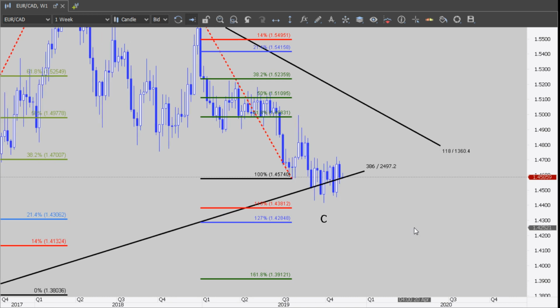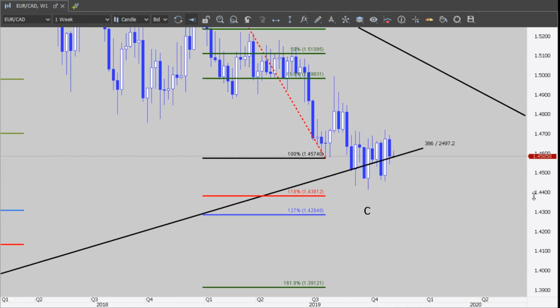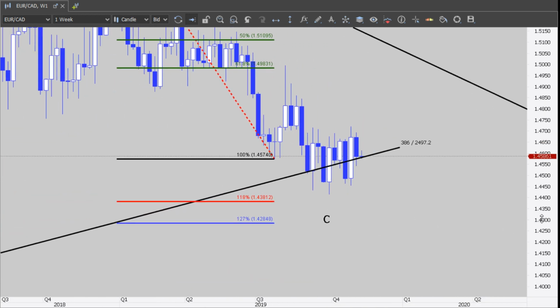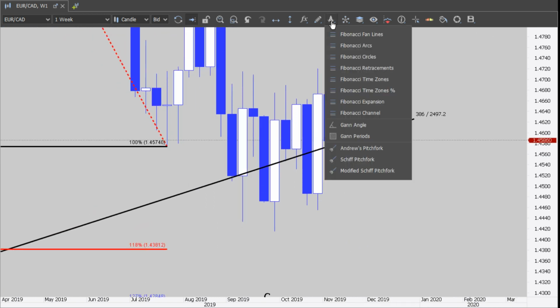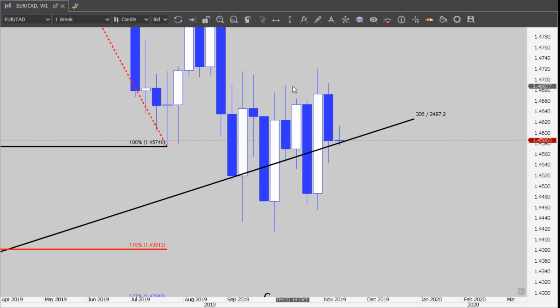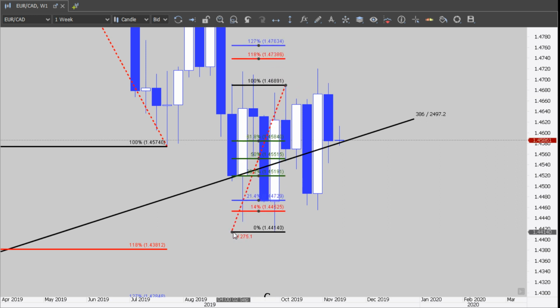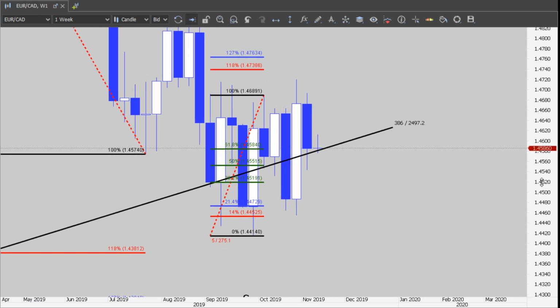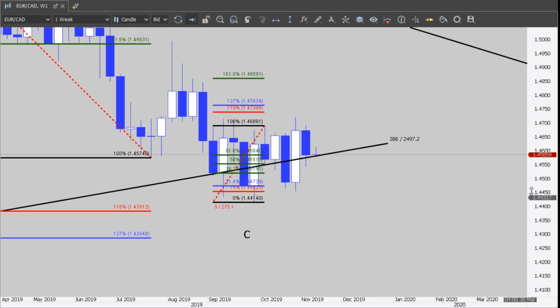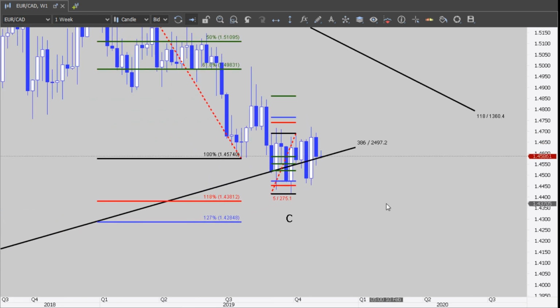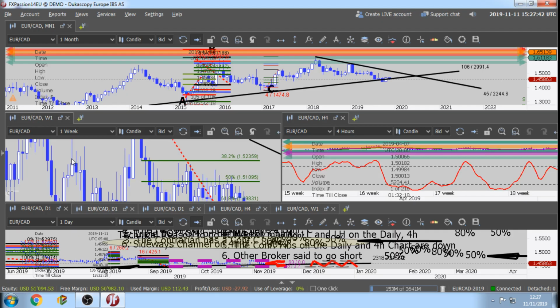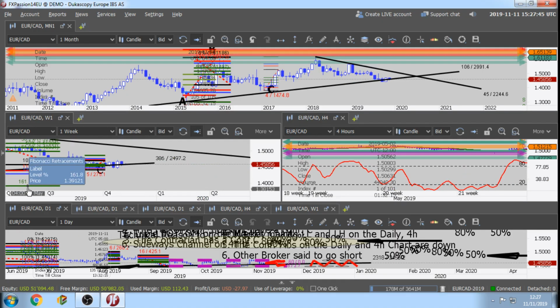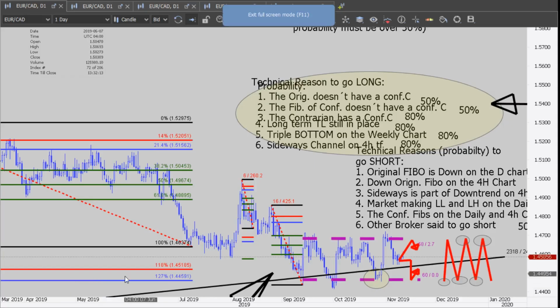Okay, we don't have a confirmed C, and we are here right now. This is EuroCAD weekly chart. We want to go long, go long, go long. Do we have the Fibonacci of the confirmation? Yes, we have. This is the Fibonacci of the confirmation. Okay, not tradable on the weekly chart, so let's move on the daily. You are welcome, Victor. Daily chart.